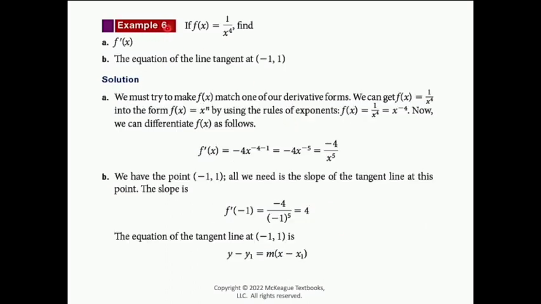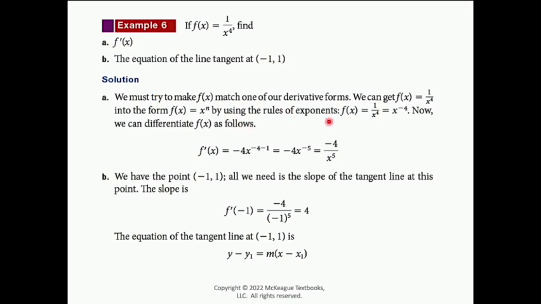Okay, the next example, we have f of x is equal to 1 over x to the 4th. We want to find the derivative, and then we want to find the equation of the tangent line. And we want to look for that tangent line at the point negative 1, 1.